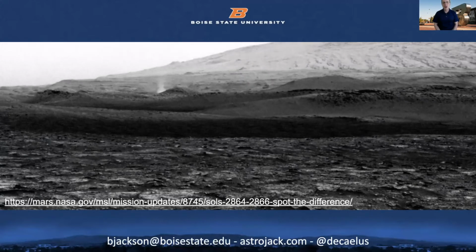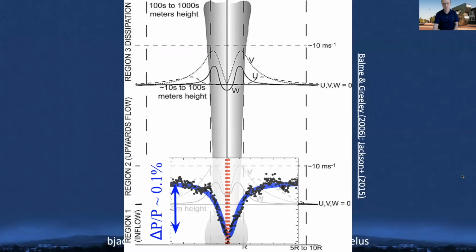Dust devils loft as much or most of the dust into the Martian atmosphere, and so they play an important role in the dust cycle. Dust drives warming in the Martian atmosphere, and so dust devils are an important part of the Martian climate. We don't really understand exactly how they work, but we do understand their structures in broad strokes.